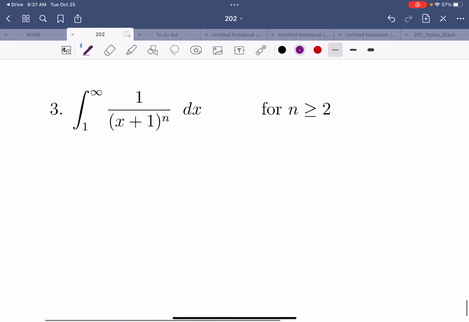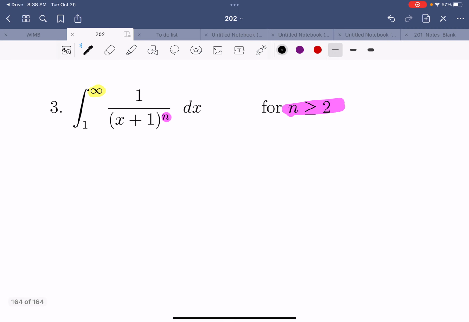Okay, number 3, we've got the integral from 1 to infinity. So that's going to be a point where it's discontinuous. Note that you have an x plus 1 in the denominator, so you've also got a discontinuity at negative 1, but that's not in our interval, so I don't have to worry about that. Also note here that I have an n, but that n is greater than or equal to 2. And we'll see how that plays out in a second.